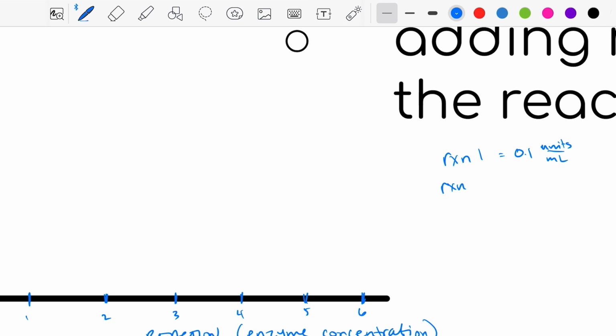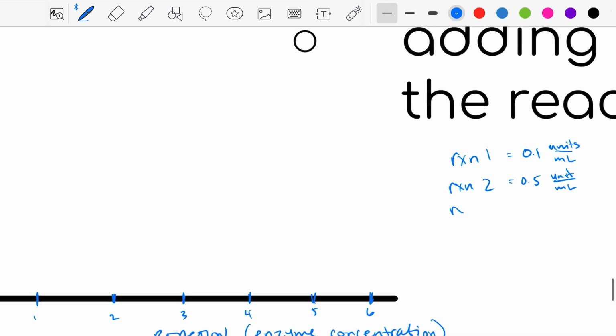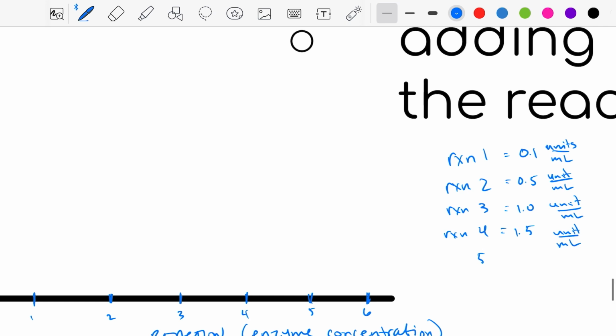And in reaction 2, maybe it has half a unit per milliliter, half an enzyme unit. And in reaction 3, it's got 1 unit per milliliter. And in reaction 4, it's got 1.5 units per milliliter, okay? And so on and so forth, 5 and 6. Maybe it's 2 and 2.5 units per milliliter, right? Units per milliliter.